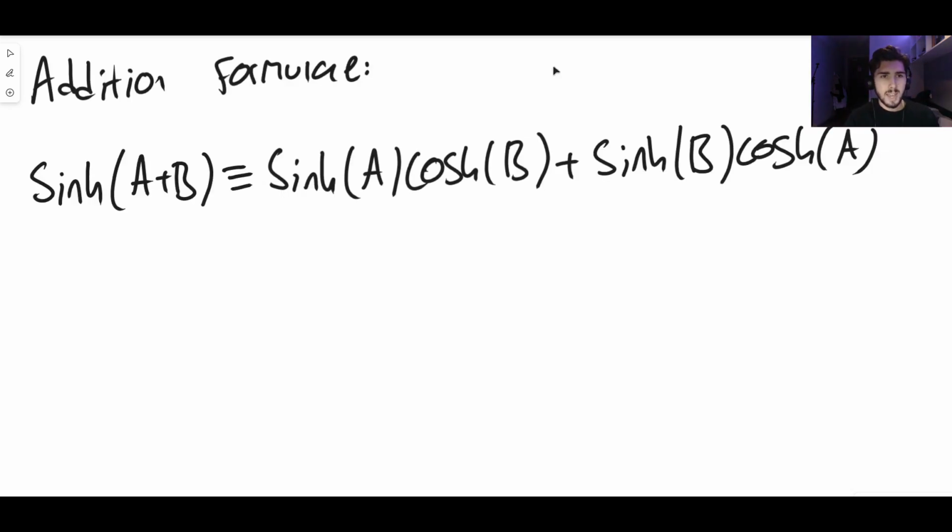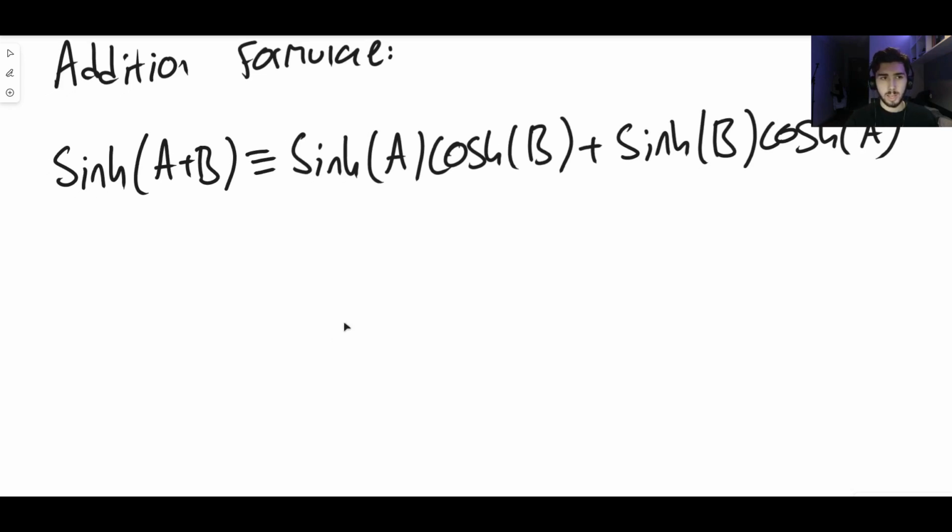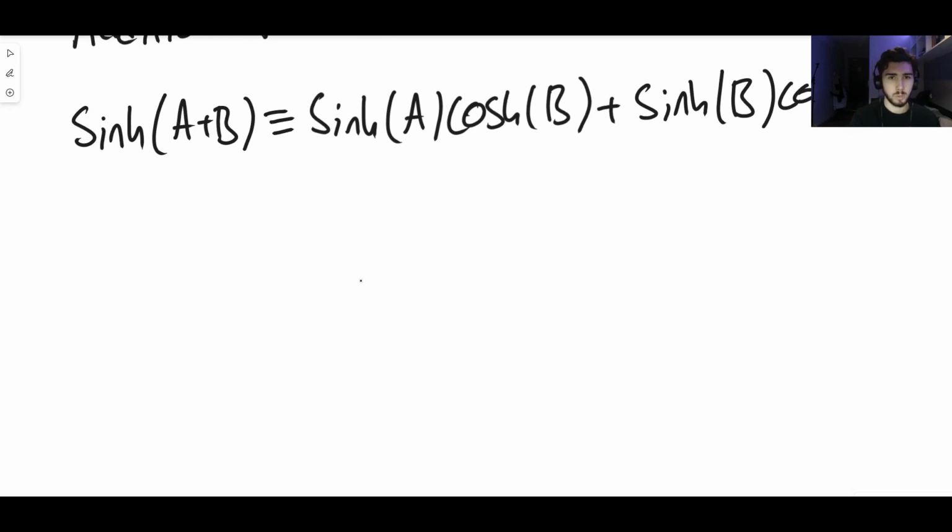Okay guys, so the next set of identities that we want to look at are the addition formulae. So the addition formula for sine of a plus b is sine a cos b plus sine b cos a. This is the exact same as the trigonometric version because there are no sines multiplying together, so it's the exact same. So how do we actually prove this? Well, we can again use the exponential definitions.